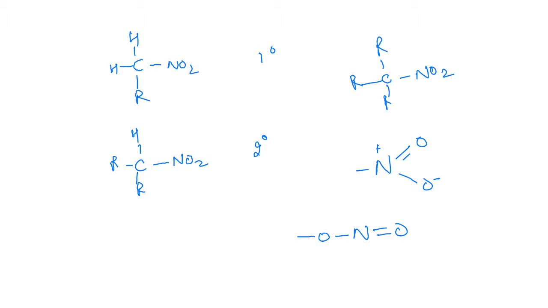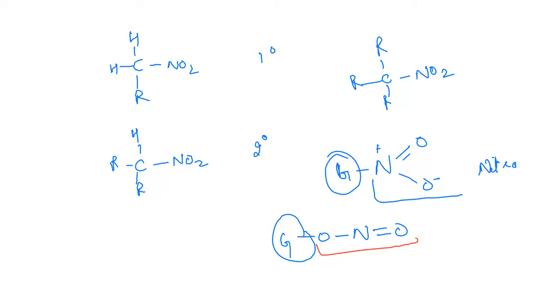If the compound is attached from this side, and any group is attached from this side, then the name of this group is nitro group. What is the name of this group if it is attached from the oxygen side? The nitroso, nitroso is NO.